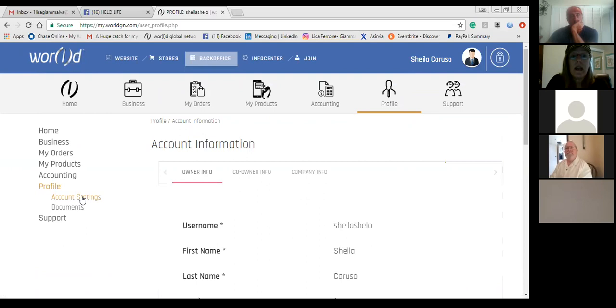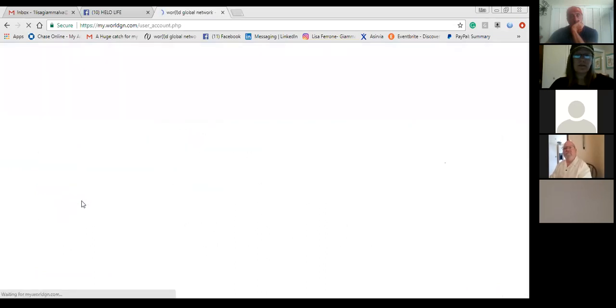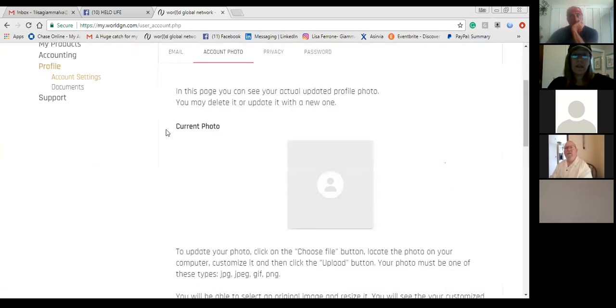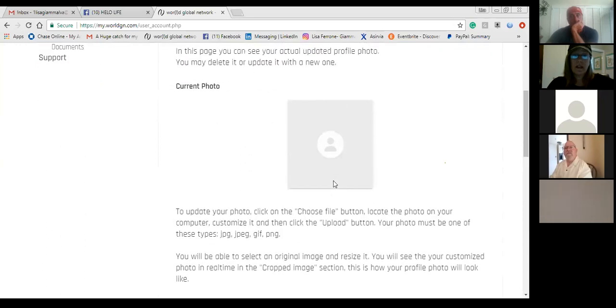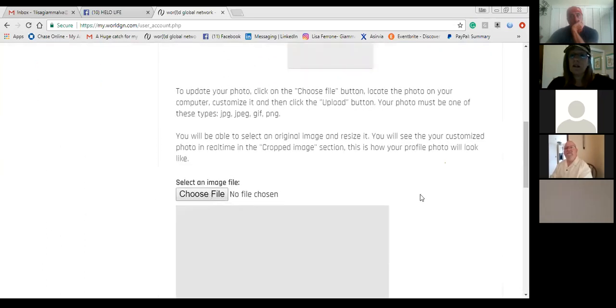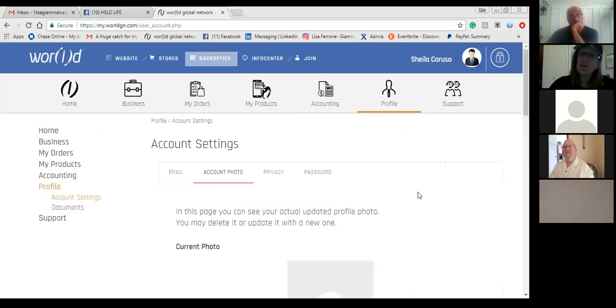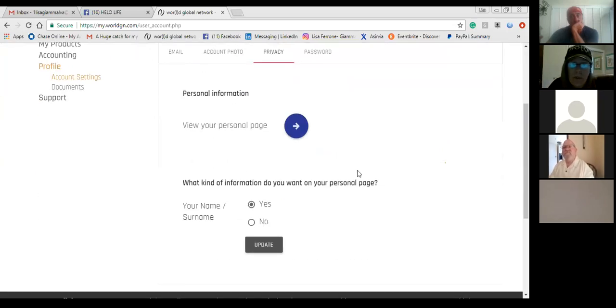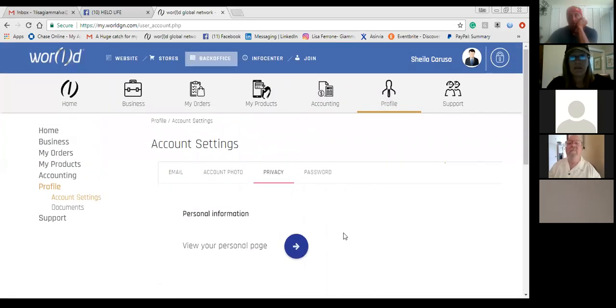If you click over here on account settings, you could upload a photo. Right here, the current photos, there's nothing. If you want to upload a photo, you just click on choose file, and if you're on your computer, upload a picture. Here's privacy. If somebody does not want their name on their website, they can click that they do not want their name. Do you want your name, it says? You could click no and update. It will only show the username. Okay, some doctors don't want their name on there. All right? So there's account settings.